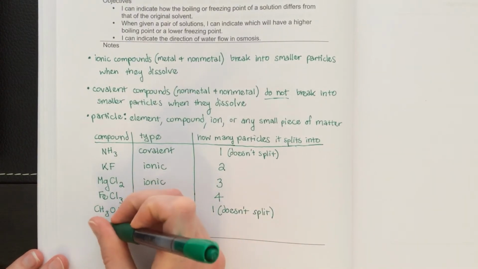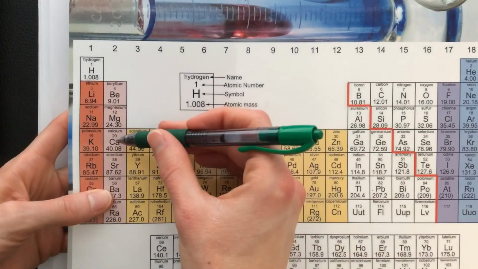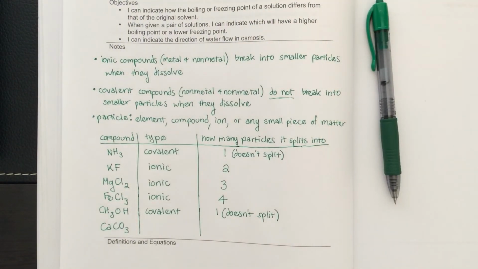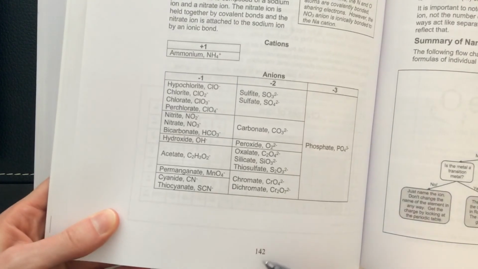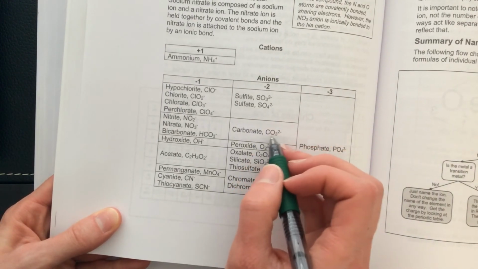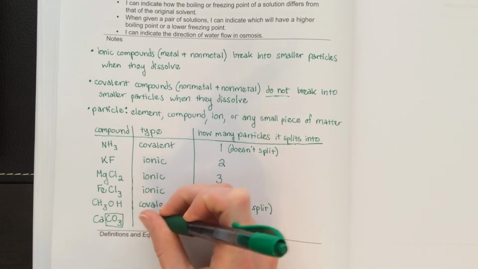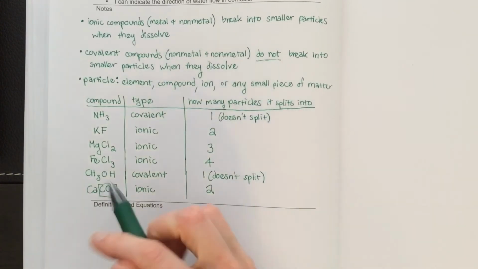Lastly, this one is very tricky. So CaCO3, if I look, calcium is a metal and C and O are nonmetals, so it's ionic, and that is true, this is ionic. And a lot of people then think that it splits into 5 because it has 5 atoms in it, but it doesn't. And the reason it doesn't is because CO3 is a polyatomic ion. It's in this chart. This is on page 142. It's right here. So it stays as one thing, so it just counts as 1 particle. So this actually only splits up into 2 because this thing counts as 1.